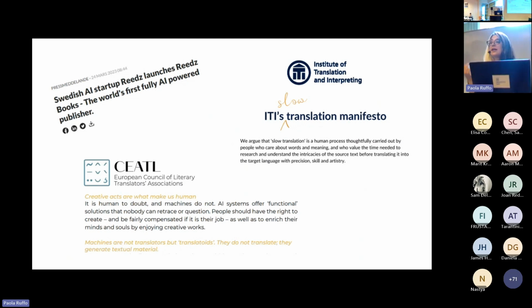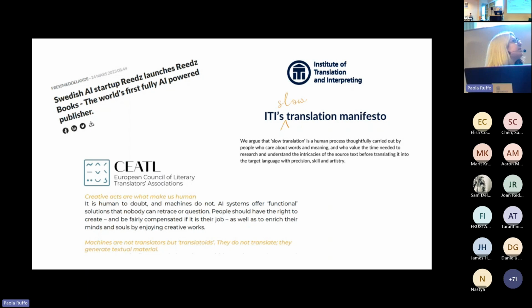And at the same time, as was coming up in the discussion before in the chat as well, literary translation associations and translation associations in general are starting to take a stance in terms of these new technological changes and artificial intelligence in particular. But again, one could argue that machine translation is also powered by artificial intelligence. It's not just ChatGPT now.